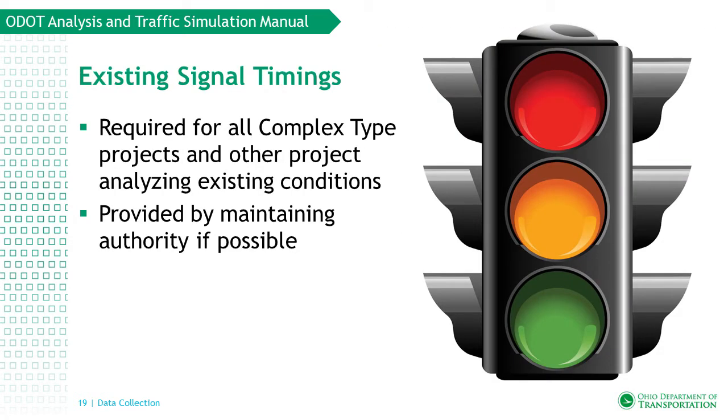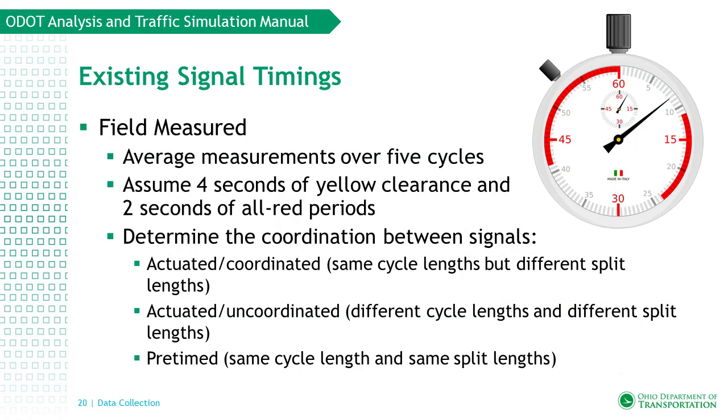For complex type projects and any other projects analyzing existing conditions, existing signal timings are required for the analysis of all signalized intersections regardless of the software being used. If possible, the existing signal timings should be provided by the maintaining agency. If timings are not available from the maintaining authority, they can be field measured. Over the course of 5 signal cycles, the splits for all movements should be recorded and averaged to determine the existing cycle length, splits, and signal phasing.